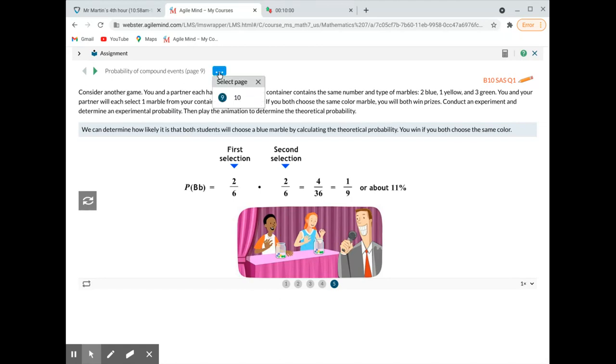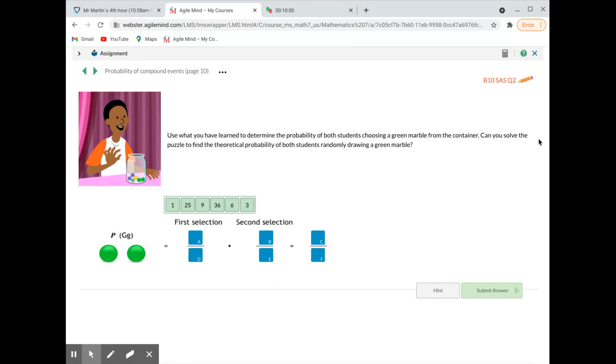So we're going to take a look at page 10. Looking at page 10, if you would go ahead and read this for us, please, Alora. Use what you have learned to determine the probability of both students choosing a green marble from the container. Can you solve the puzzle to find the theoretical probability of both students randomly drawing a green marble? All right, so looking at this, what is the chance that you're going to get a green marble out of that jar? 3 out of 6. Okay.